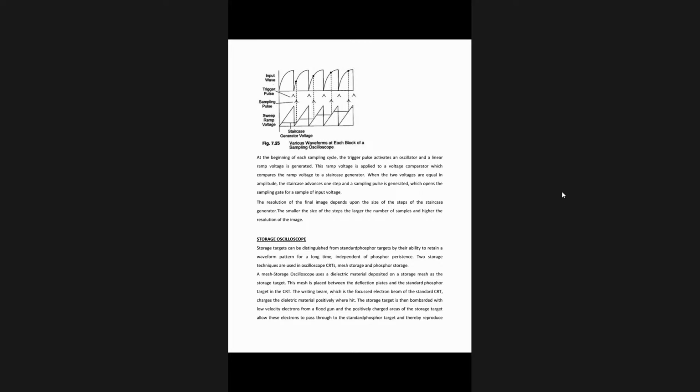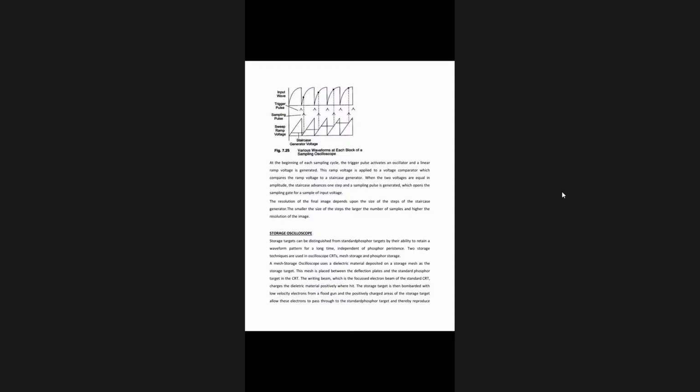Let us see how the sampling is done here. Further, it is being explained. The various waveforms for each block of the sampling oscilloscope are shown here. You can see there is an input waveform, and a trigger pulse is also given, the sampling pulse is also given, and the sweep ramp generator is also provided here. So you can see the input waveform is taken on the basis of some samples.